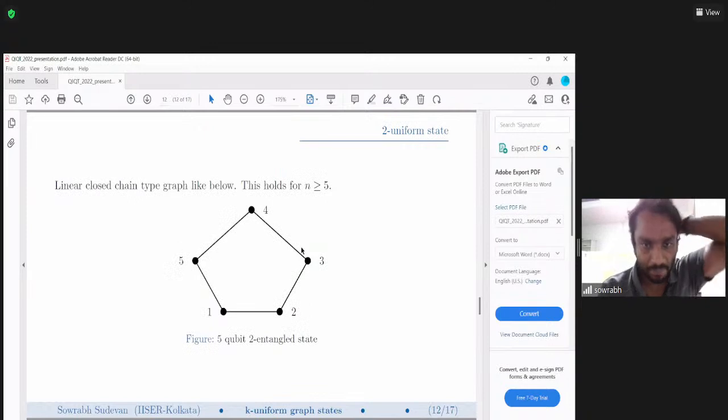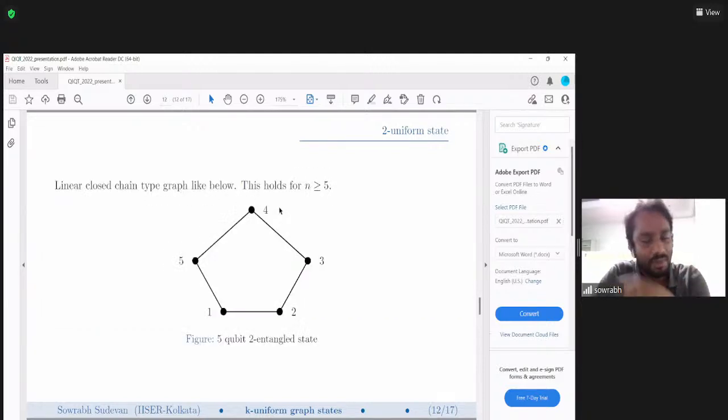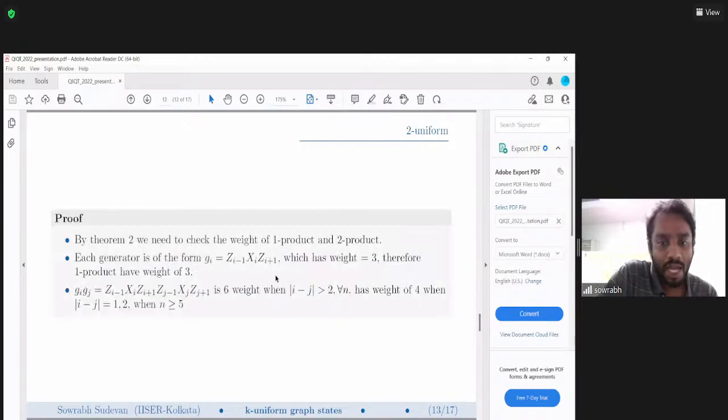Now a 2 uniform state. Any linear closed chain graph like this, with n greater than or equal to 5 as the number of qubits, is always 2 uniform. You can show this. Again, we need to check only the 1 products and the 2 products. Each generator has the form Z_{i-1}, X_i, Z_{i+1}, because each vertex is connected to the previous and the next one. This object has a weight of 3, so the 1 product is safe. It's more than 2.